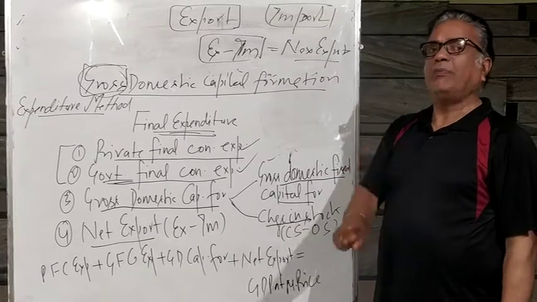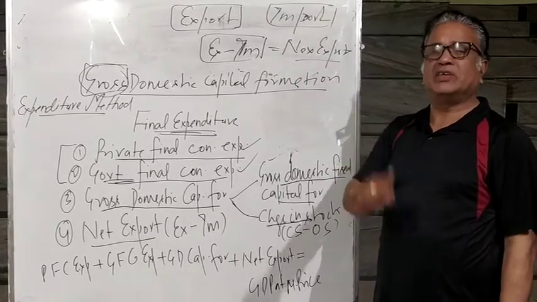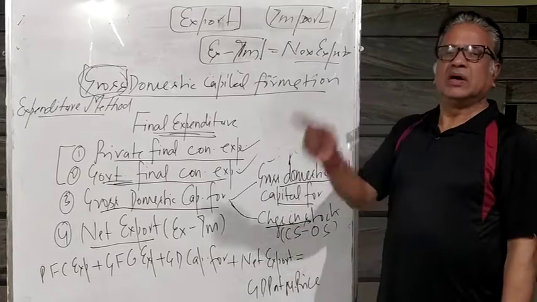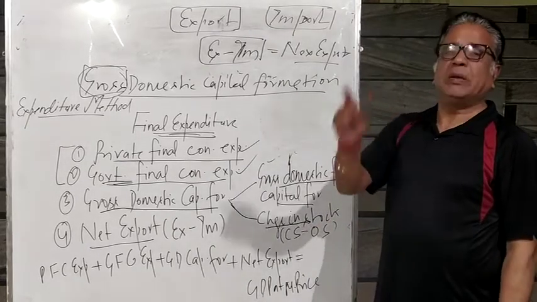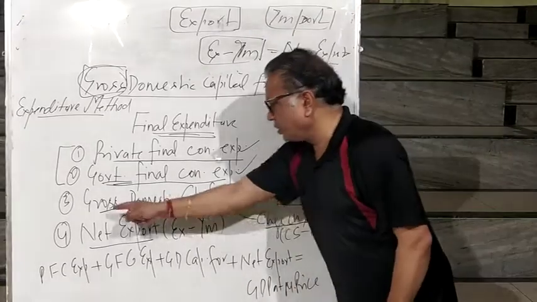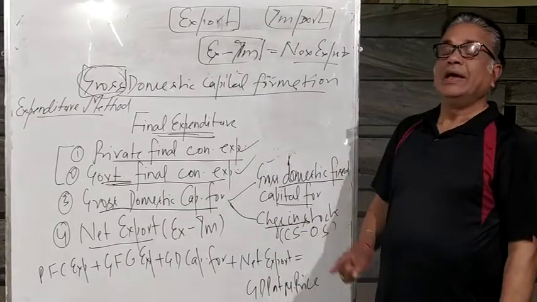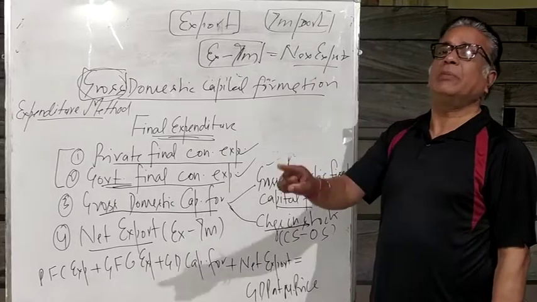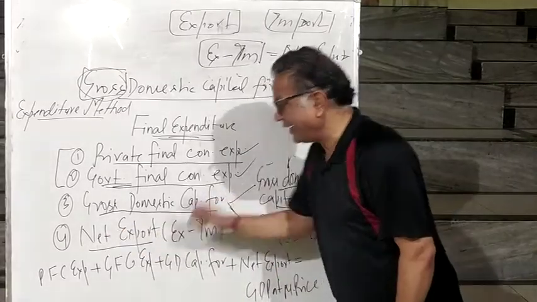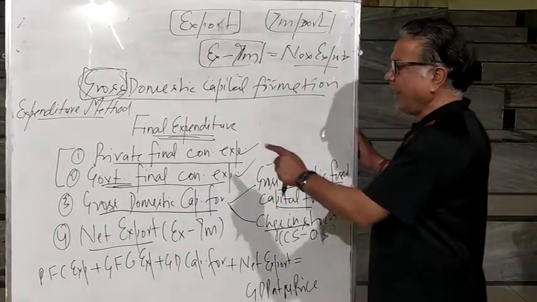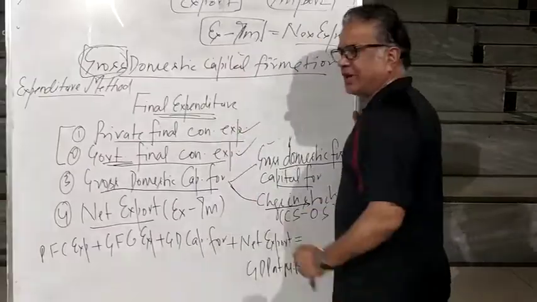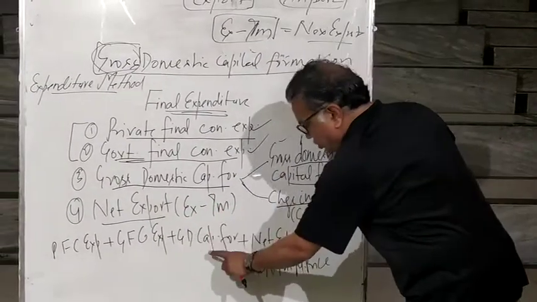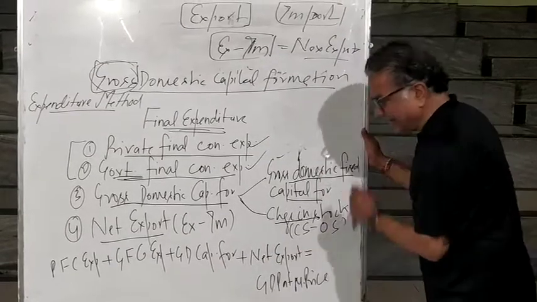Second, on behalf of the consumer, the expenditure is made by the government: government final consumption expenditure. Third, expenditure made by the producer on capital goods: gross domestic capital formation. And fourth, the expenditure on final goods and services made by the rest of the world, that is called net export. Now, add private final consumption expenditure, government final consumption expenditure, gross domestic capital formation and net export.